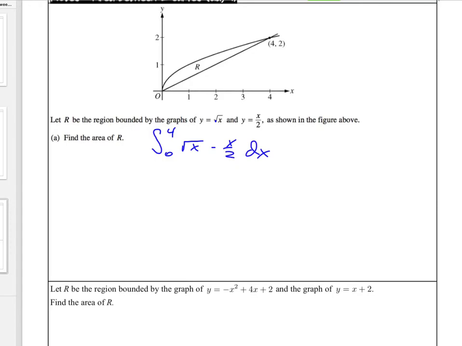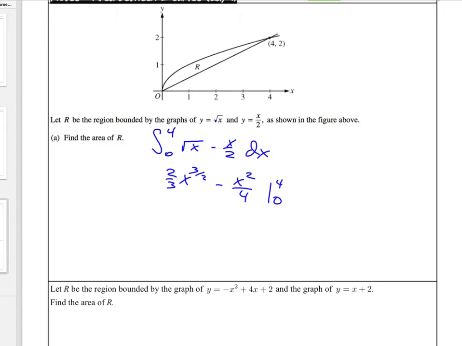All right, so now let's integrate. What do I get when I integrate the square root of x? 2/3 x to the 3/2. What do I get when I integrate x over 2? X squared over 4. Why is it over 4? You've got to divide by 2. There's already a 2 down there, so it becomes 4.